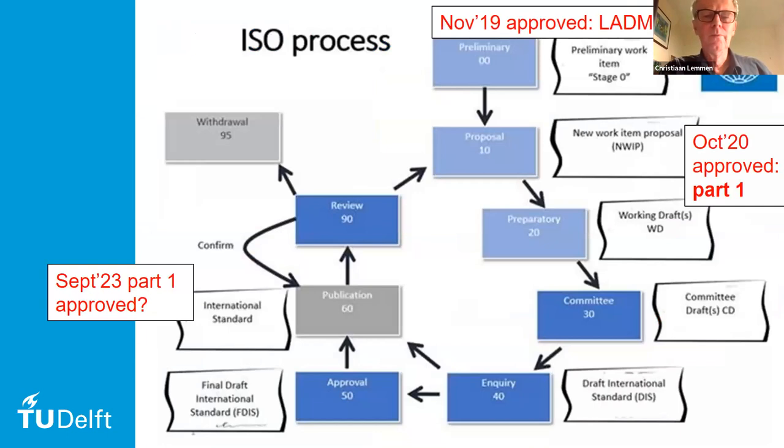For those of you not so familiar with standard development in ISO, it has a number of steps. It is taking usually quite a long time. You must think 3 to 4 years. Last year we passed stage 0, and earlier this month we got accepted the new work item proposal and the working draft for part 1, the fundamentals. And we are now busy with writing part 2, the land tenure.